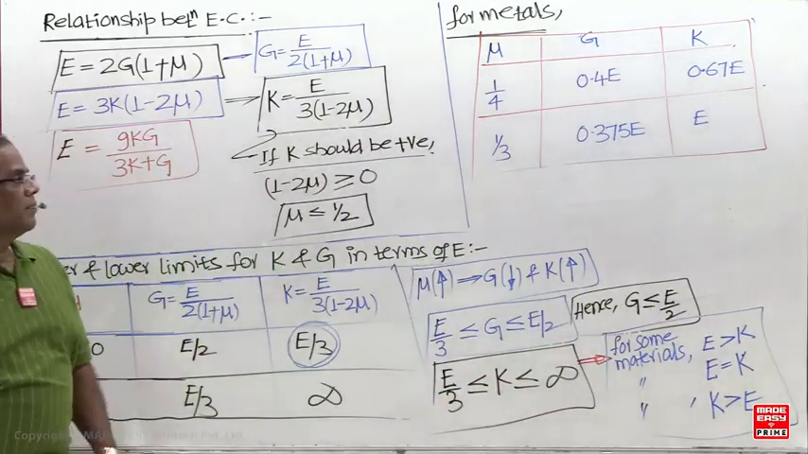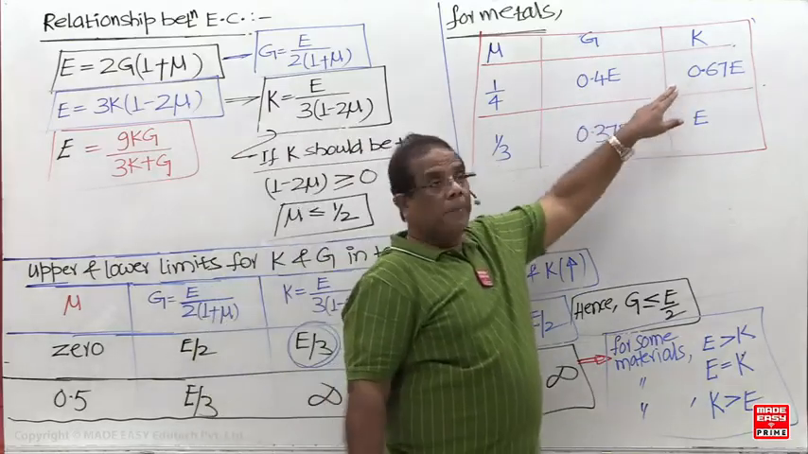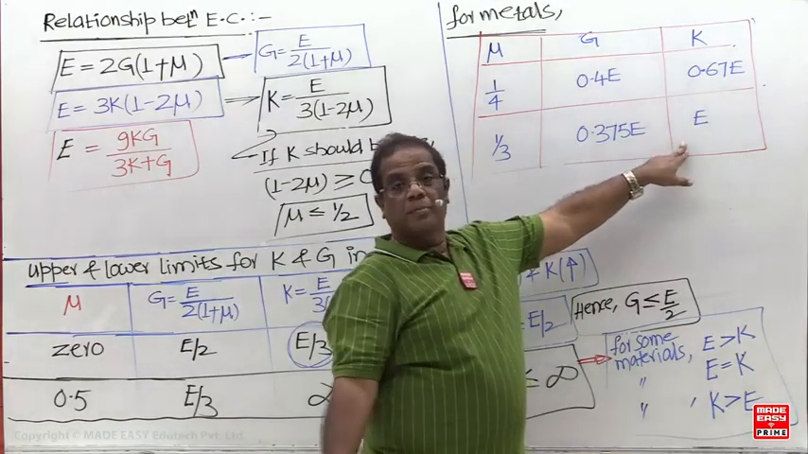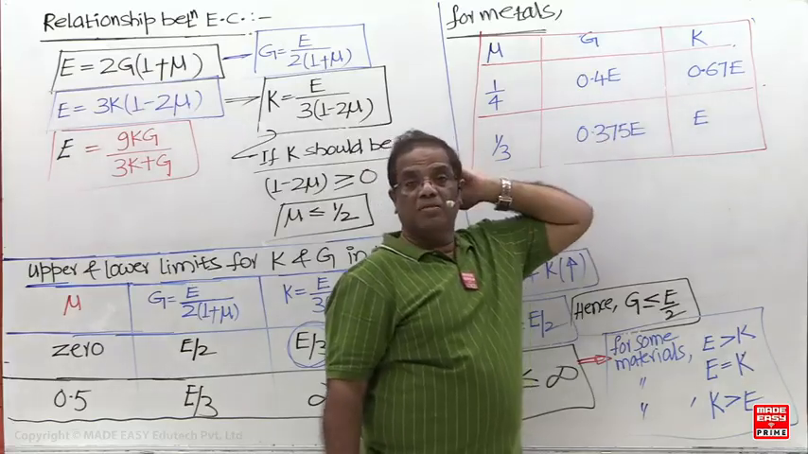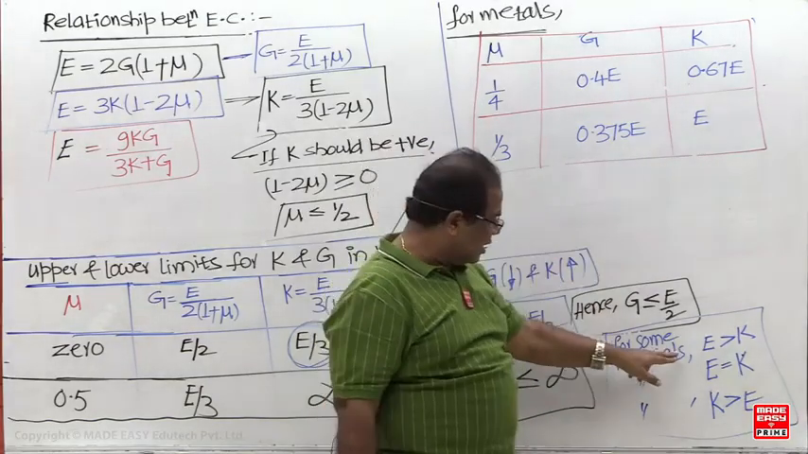So what is the conclusion now? Up to 1/3, which one is more? Up to 1/3, K is more. E is more. Exactly 1/3, both are equal. Just now I have written it.